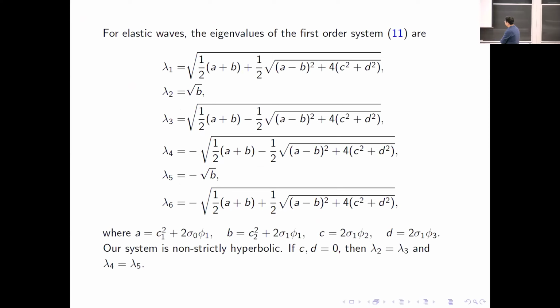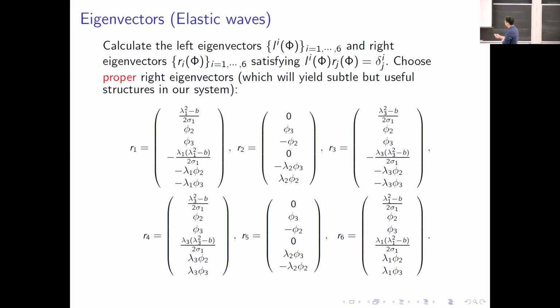This is the eigenvalues lambda 1 to lambda 6, and A, B, C, D are parameters. As we can see, if you let C and D, which is in particular sigma 1, be 0 and plug in, you will see lambda 2 and lambda 3 are the same, and lambda 4 and lambda 5 are the same. So it is possible that the elastic wave is a non-strictly hyperbolic system.